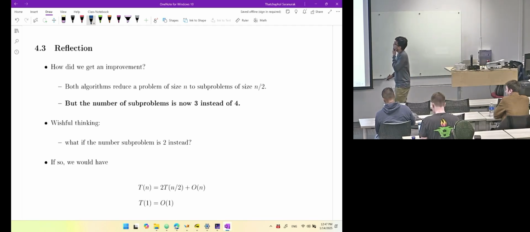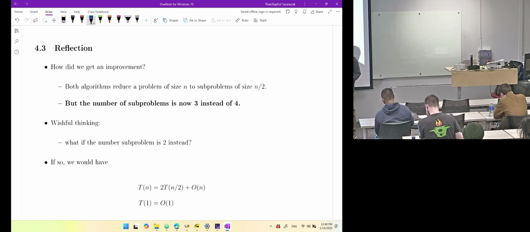Anyway, let's try to reflect on what we have done. How did we get this improvement? You can see that both algorithms are divide and conquer. They both just reduce the problem of size n to smaller subproblems. But now the number of subproblems is 3 instead of 4. And that gives you some very nice improvement already.